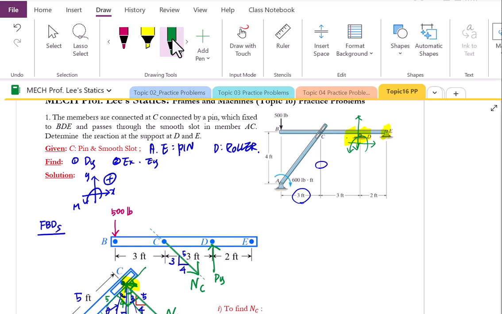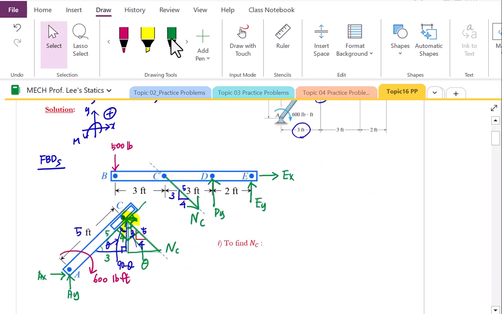Let's move to point E, pin support. Pin will not allow translations in X and Y, but will allow rotation in this direction. Therefore, we do have two reactions in X and Y. In terms of arrows, we don't know, so temporarily let's set this direction, and then let's label E of X and E of Y. Since I already put the dimensional information, this will be our free body diagrams for these two members.